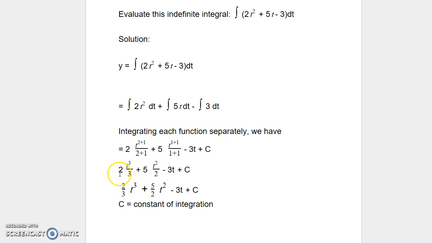We can also represent our solution as shown in the next step here: 2 over 3 t cubed plus 5 over 2 t squared minus 3t plus c, where c is the constant of integration. As we mentioned before, whenever we arrive at the solution for an integration process, we're going to add a constant c at the end of the solution.